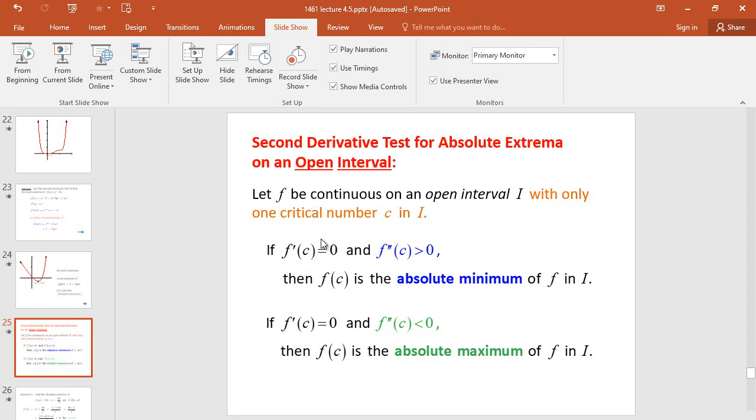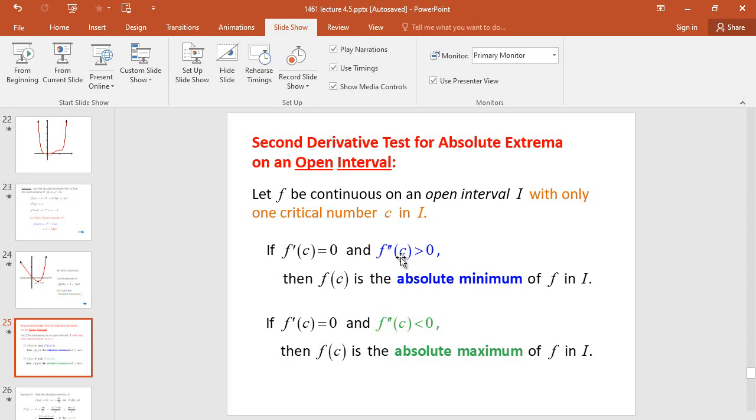Here's exactly what it says. Suppose that at c, f prime of c is 0, but f double prime of c is positive. The condition f prime of c equal to 0 tells me that I have a critical point at c where the tangent line is horizontal, and f double prime of c being positive tells me that the function is concave up at c. So therefore, it has a local minimum at c.